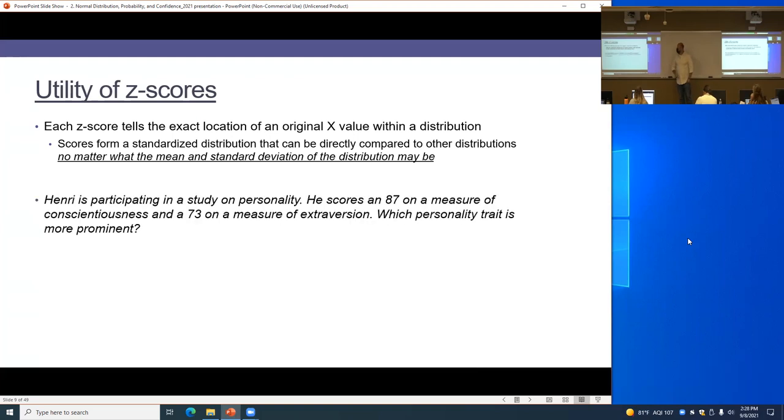So let's say Henry's participating in a study on personality. He scores 87 on a measure of conscientiousness and 73 on a measure of extroversion. Which personality trait is going to be more prominent here?